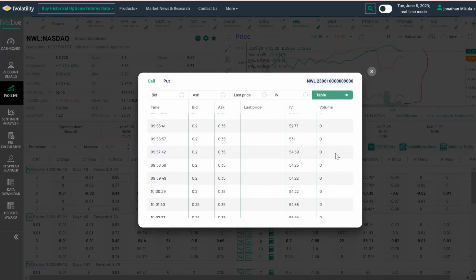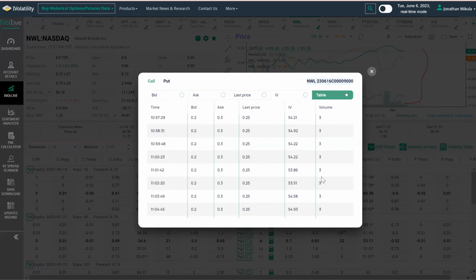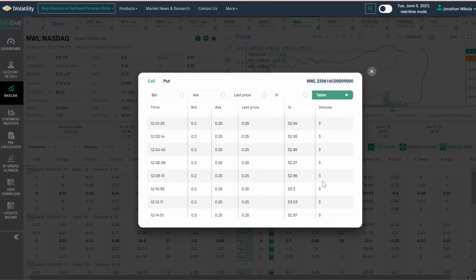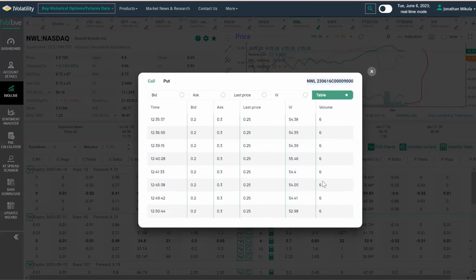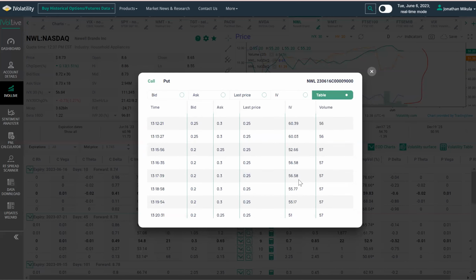And again, this is one of my favorite views because it shows you where the actual money is trading hands. So this particular option hasn't been that heavily traded today. You see there's blocks of 3 at a time. But this shows you where the actual money is trading hands. So now you can see as the market kind of warmed up, we had 57 contracts trade hands at 25 cents an option. So $25 per option contract with this implied volatility of 50.66.